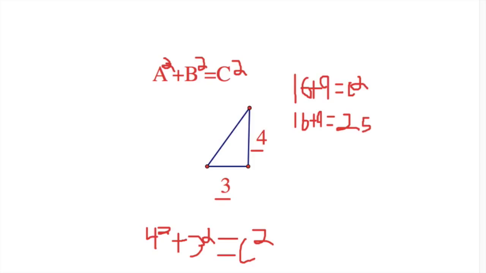After that, we want to find what the square root of 25 is. So the square root of 25 is 5. So the hypotenuse of this triangle is 5.